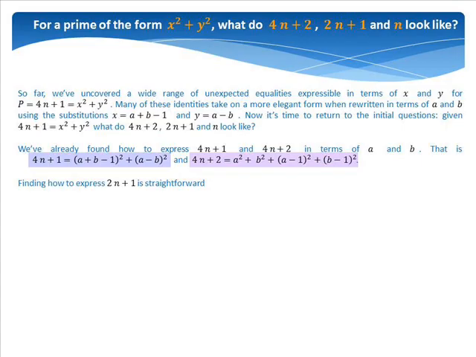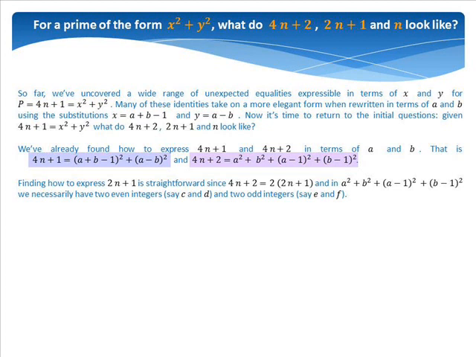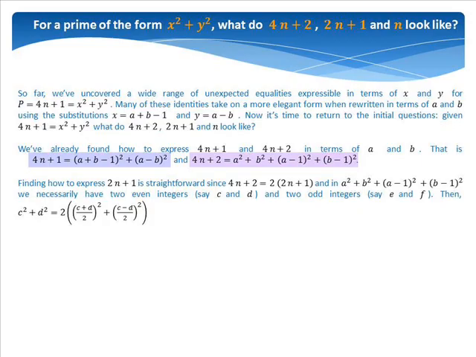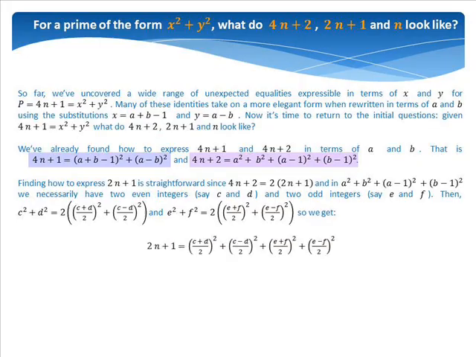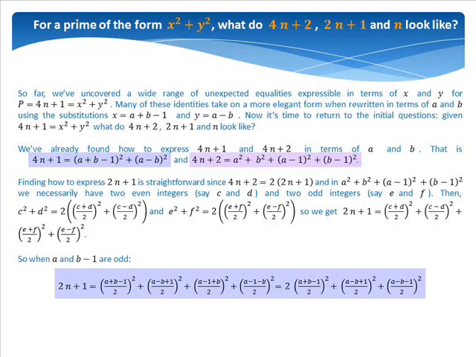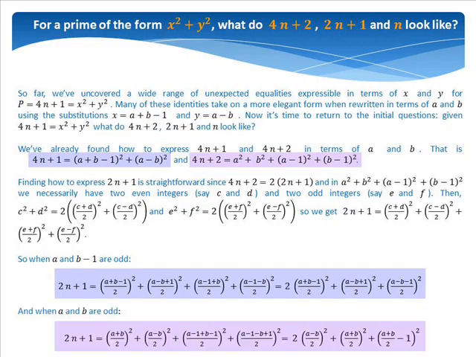Finding how to express 2n plus 1 is straightforward, since 4n plus 2 equals 2 times 2n plus 1. And in the sum of squares a, b, a minus 1, and b minus 1, we necessarily have two even integers, say c and d, and two odd integers, say e and f. Then c squared plus d squared is 2 times the sum of these squares, and e squared plus f squared is 2 times the sum of these other squares. So we get the sum of these 4 squares as 2n plus 1. So when a and b minus 1 are odd, 2n plus 1 has this form. Note that one of the squares happens twice. And when a and b are odd, 2n plus 1 has this other form. Here also, one of the squares happens twice.